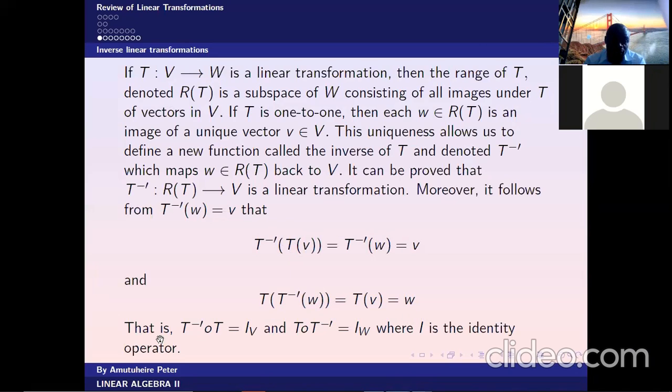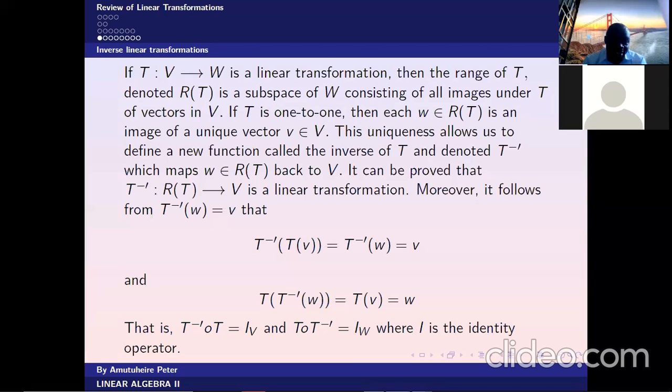And from the theorem we saw, since T inverse is also a linear transformation, the composition gives us the identity transformation. When we compose T followed by T inverse, it takes us to the identity transformation in V, and T inverse followed by T takes us to the identity transformation in W, where I is the identity transformation.